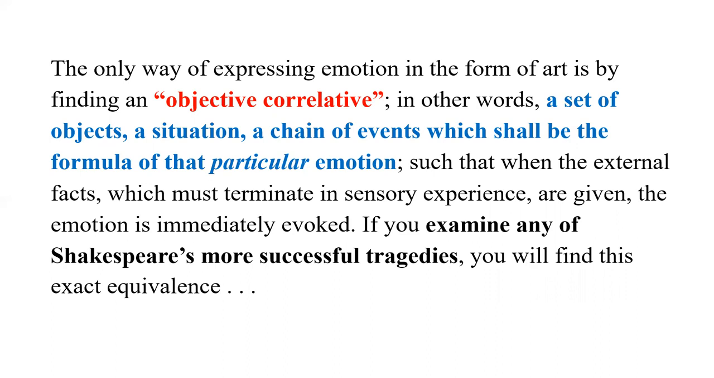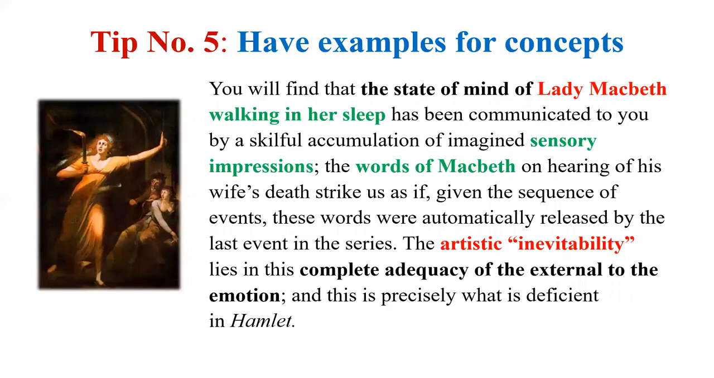And this is the context. So once you know this, it is easy to understand the term objective correlative. You have to relate the objects and the emotion they try to convey, the objects and emotions and the relationship between them. So if a work doesn't have this feature, then it's an artistic failure. And let's go for tip number 5. Have examples for concepts.